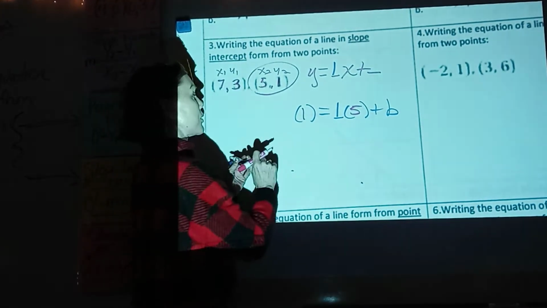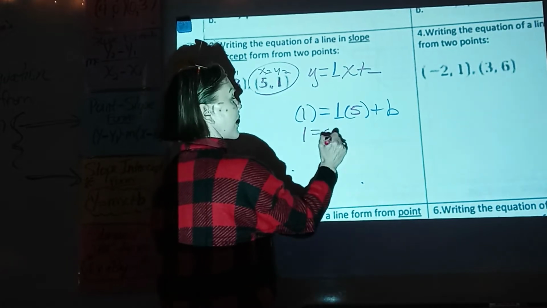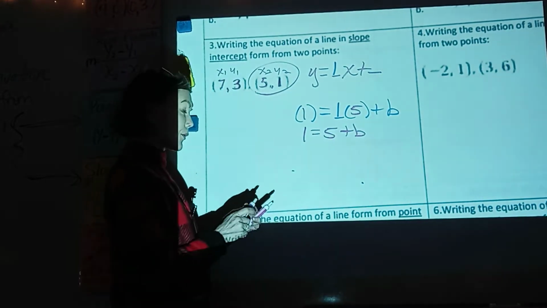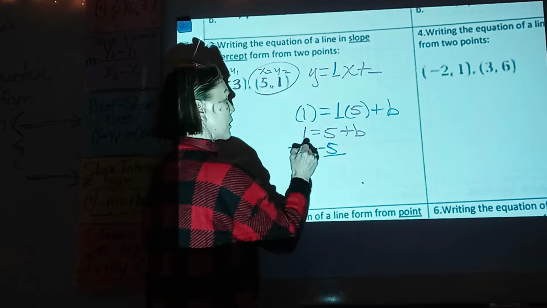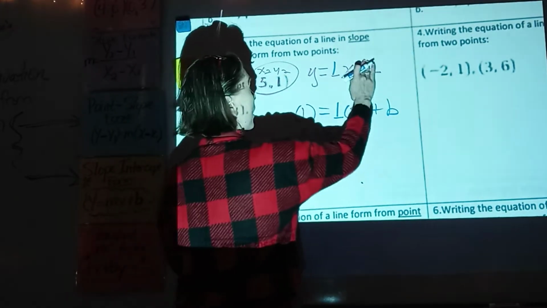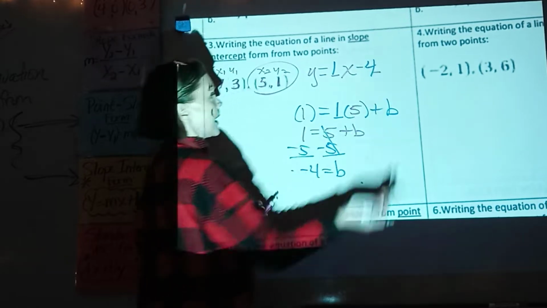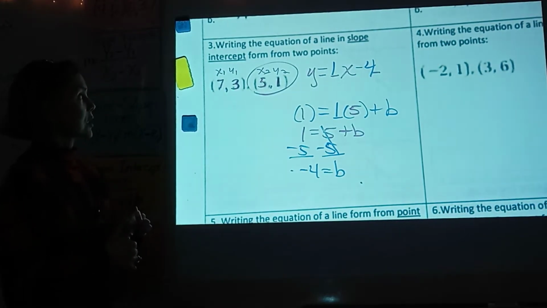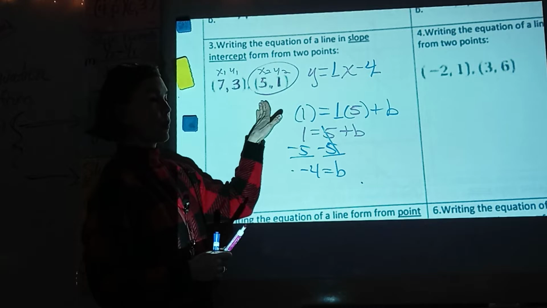So bring down your 1, nothing to do there. 1 times 5 is 5 plus b. Subtract 5 from both sides. Okay, and you get negative 4. b equals negative 4. Erase and put negative 4. And you just wrote the equation of a line in slope-intercept form from these 2 points.